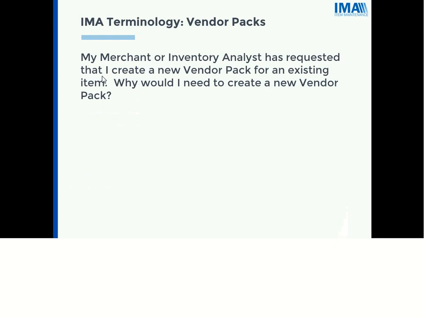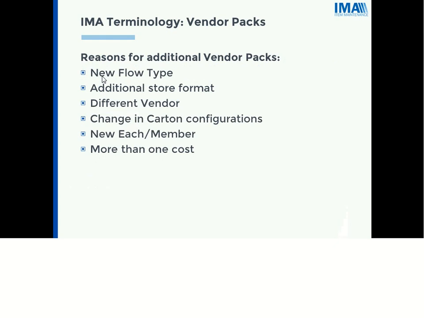There are several reasons why they might have asked for that. It could be that they would like an additional flow type setup. If they've been ordering it through DC and they want to start ordering it through DSD, that requires a new vendor pack. Or additional store format. If your item has been selling in Kmart and they want to start selling it in Sears, then it would need a new vendor pack. If it's a different vendor, and there's a couple of different instances for this.